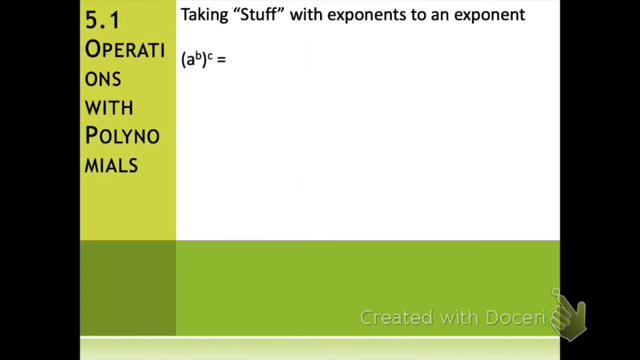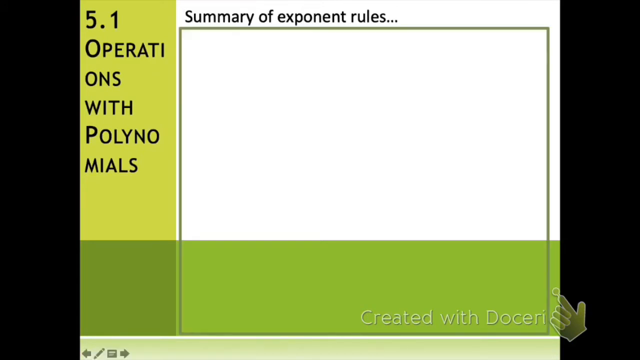All right, let's summarize these rules, and I'm going to add a couple others. A quick summary that you might want to jot down: when we multiply same bases, we add the exponents, a to the m plus n. When we divide bases that are the same, we subtract the exponents. The answer is just going to be a, the base, to the m minus n. Exponent to exponent, that's that power rule where we just multiply the two exponents.